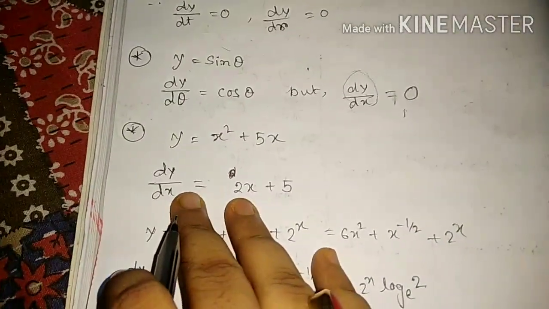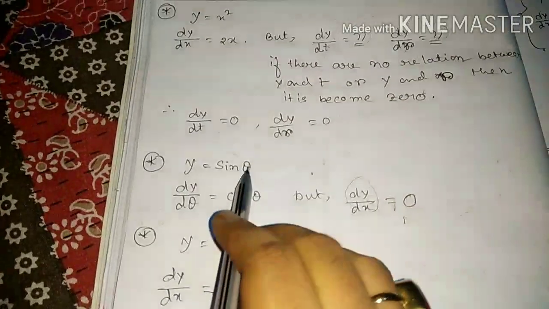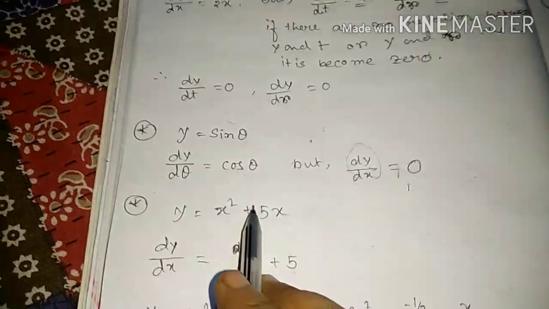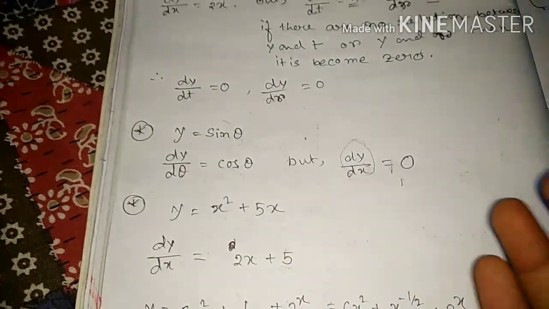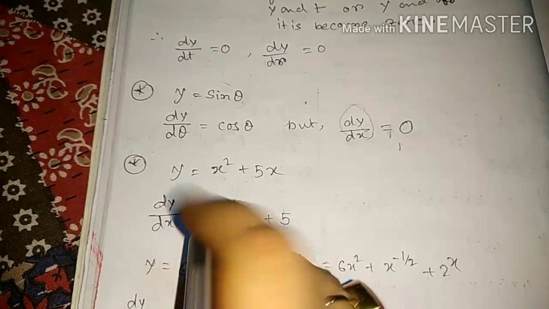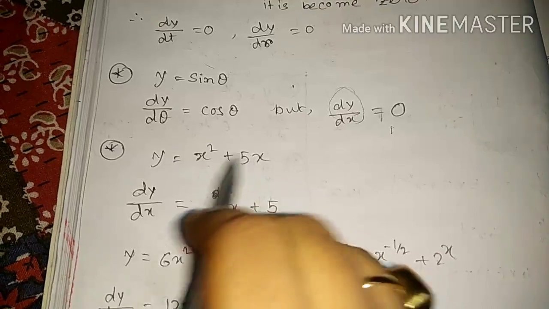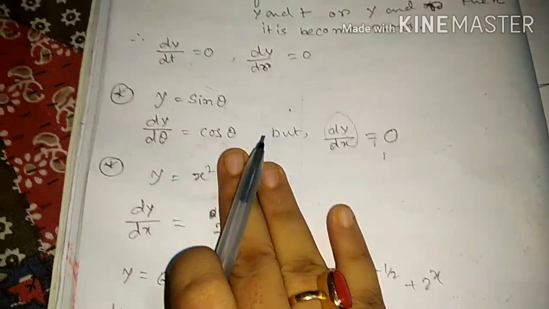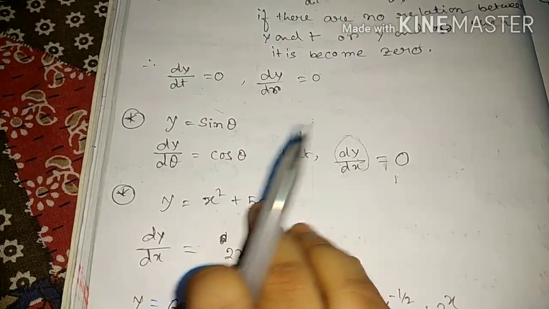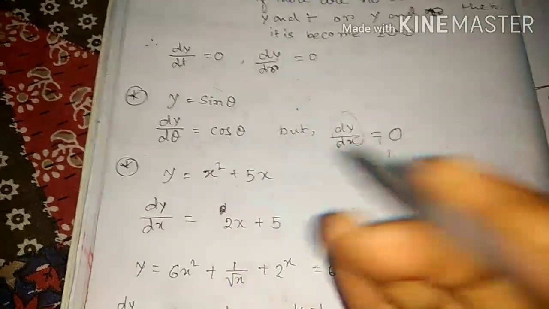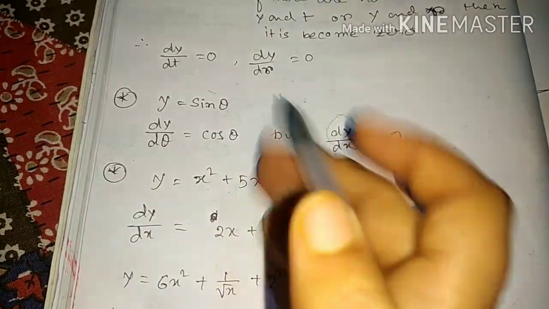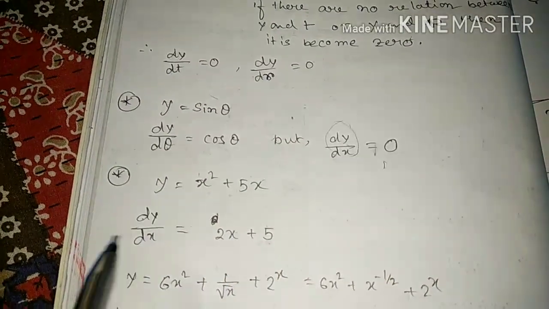Now, for addition and subtraction, so far there was only a single term. If two or three terms are there, how can we differentiate? Let's take one example: y equals x square plus 5x. For x square we easily find 2x, but for plus 5x, how? It's also very easy: we differentiate both terms separately.